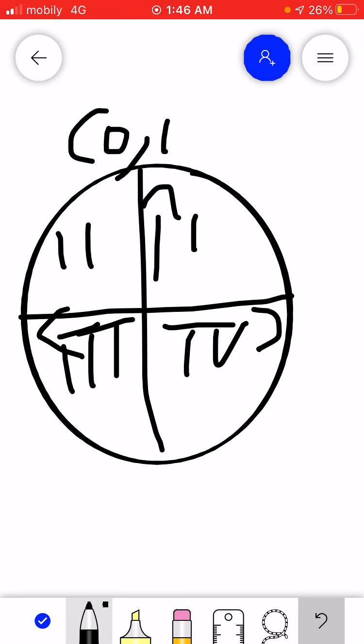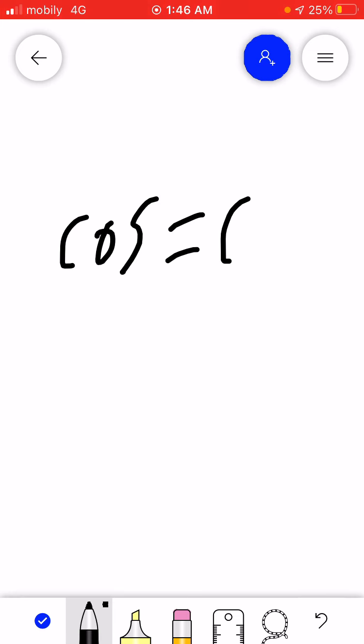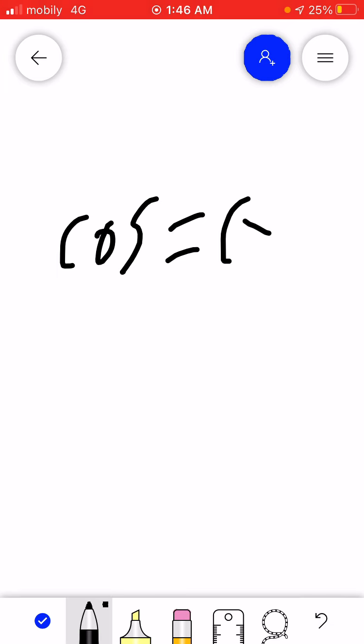All right. Let's do another thing. When I say the cosine equals 0 or whatever, cosine equals basically the x-axis, and the sine equals the y-axis. And this is the basics of the unit circle.